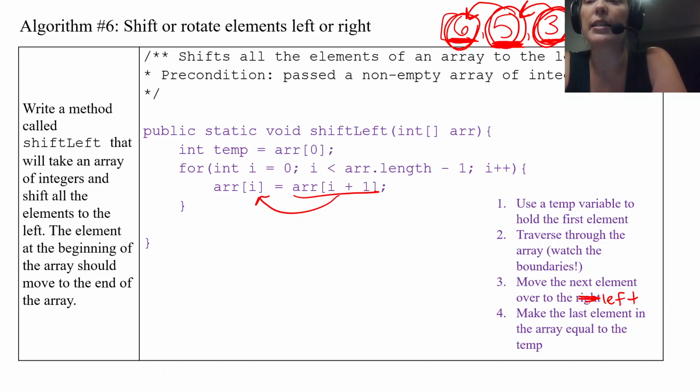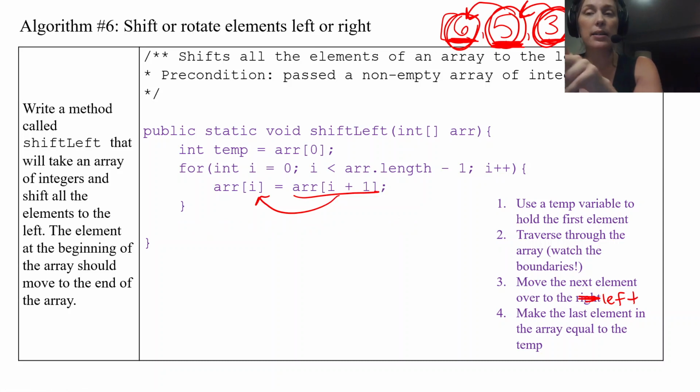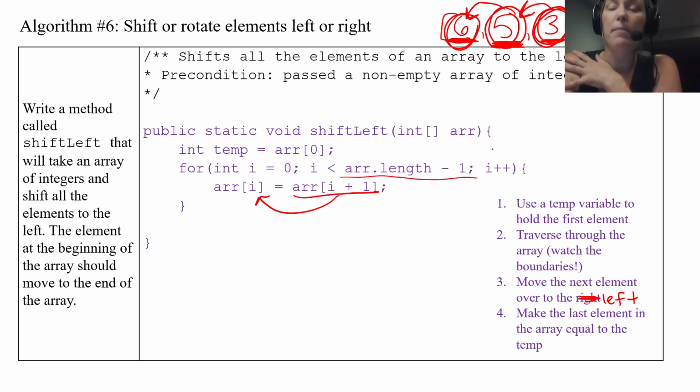So if this is index 3, and I try to go to 3 plus 1, which is index 4, I don't have an index 4. Okay, so I don't want any out of boundary issues. I don't have an index 4. So that's why we have to go to length minus 1.